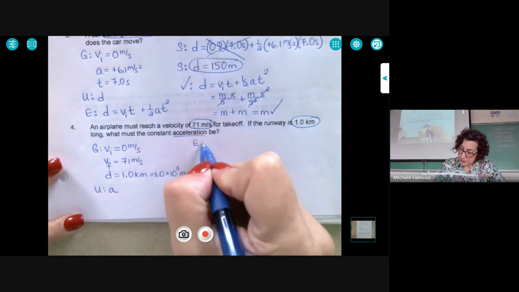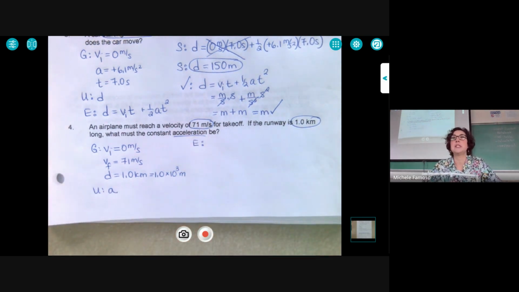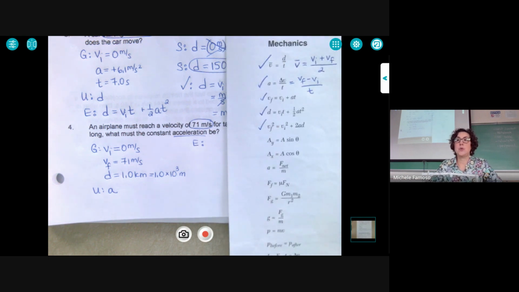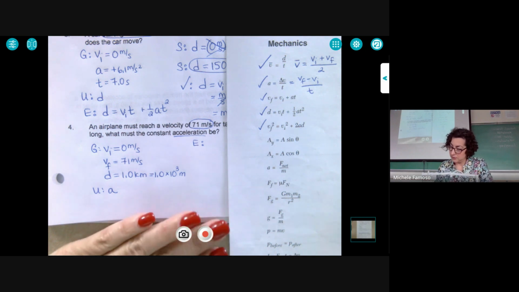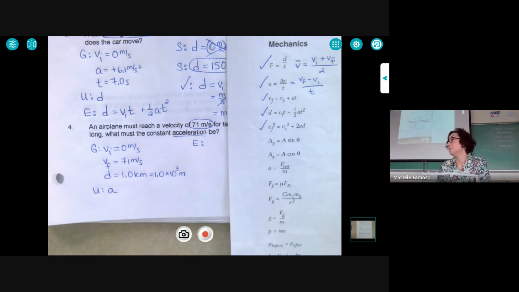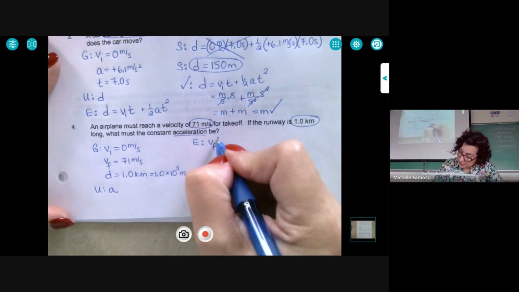Okay, next step is to look for the correct equation on page 6. VI, VF, D, and A. VI, VF, D, and A. Take a look at that page. Which of those equations would be the right one? Do you see a T in this list? Okay, so that's going to give you a hint here. Bassem? VF squared is equal to VI squared plus 2AD. Yes, that's it. That's the only one that doesn't have a T. Very good.